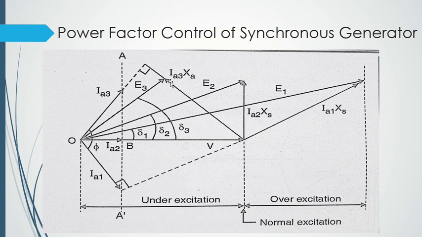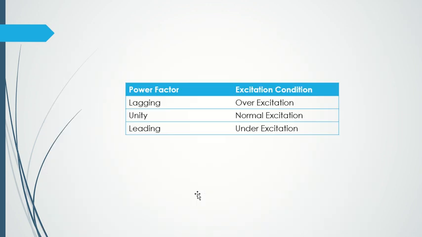This will be my drop. Such a condition is called under excitation. So that was your power factor control of the synchronous generator. And now we are going to discuss one more topic today.